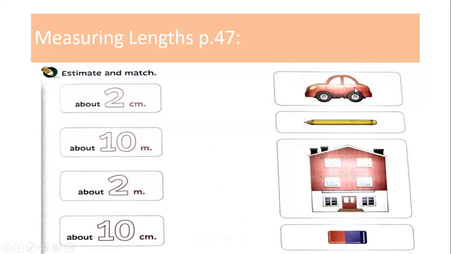So if this is a meter, it will be 10 or 2. I think the building is bigger than the car. So the car will take 2 meters and the home will take 10. Then which is bigger, the pencil or the eraser? I think the pencil. So the bigger is 10 centimeters, the pencil will be 10 centimeters, and the eraser 2 centimeters. So here's the first one, second one, third one, fourth one.